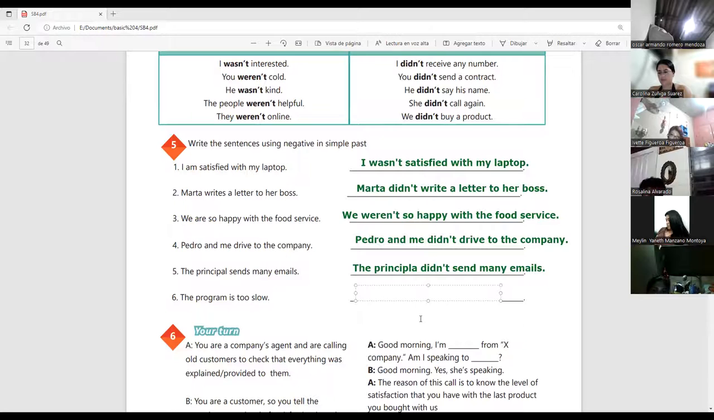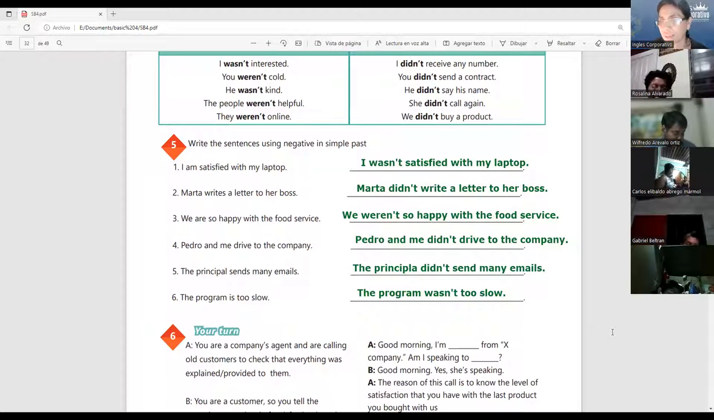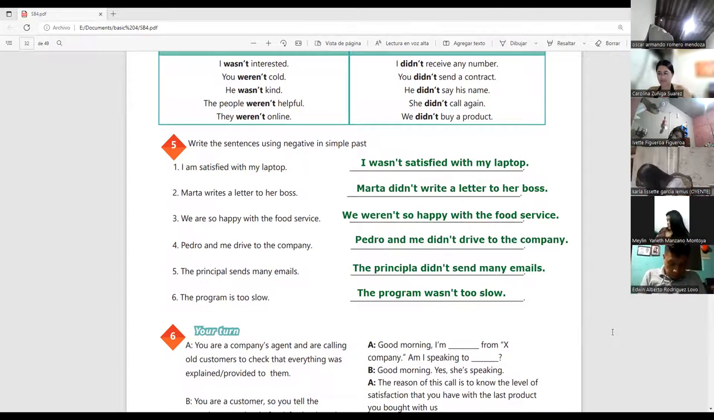The last one. Program is too slow. Program didn't slow. Repítamelo otra vez. No, no. The program wasn't slow. Got it. Fue mi internet o otra cosa yo. No, no, no. Because I didn't finish. Yeah. Ah, okay. All right. And I make right now. Ah, okay. But you made the correction. Perfect. Very good. All right. Very good.